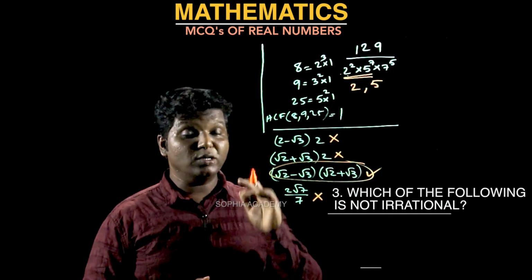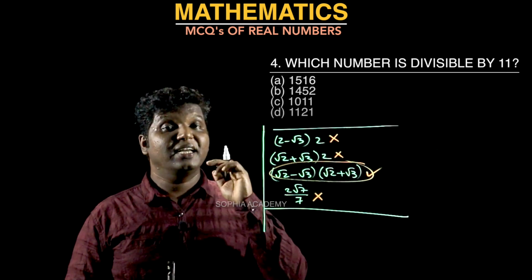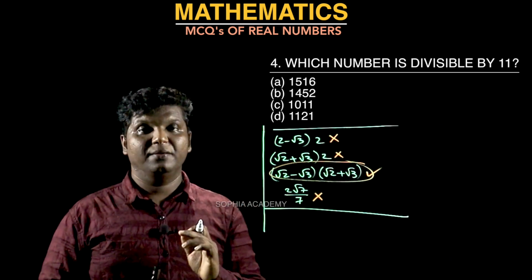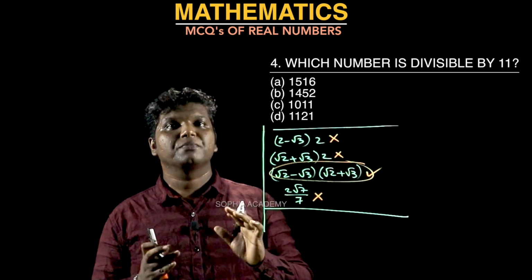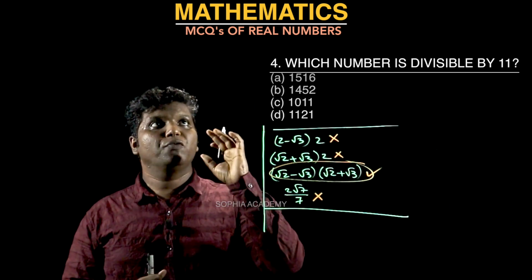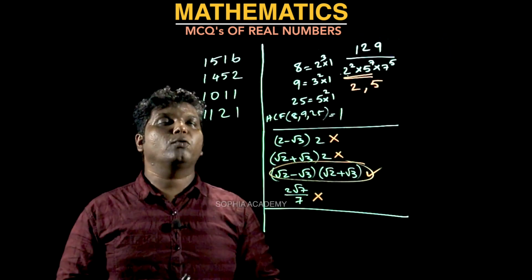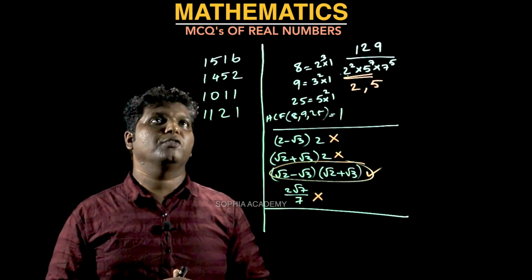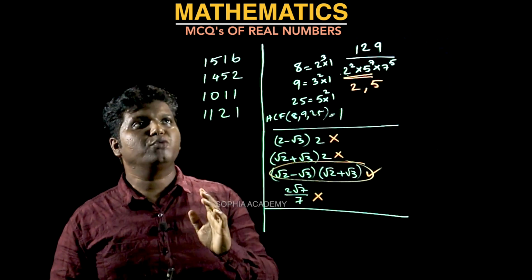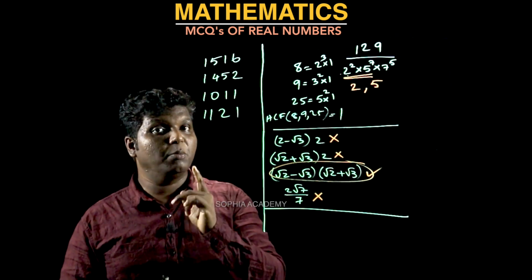Okay. Now going to the next question. Which number is exactly divisible by 11? Here there are 4 numbers given. Let me write them down one by one. First focus on the numbers. These are the 4 options given in front of us. Among these, you have to find which one is exactly divisible by 11.